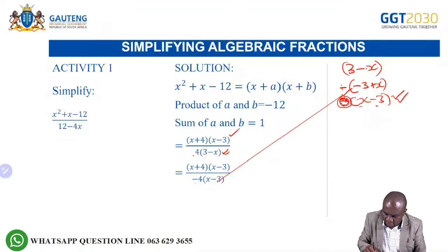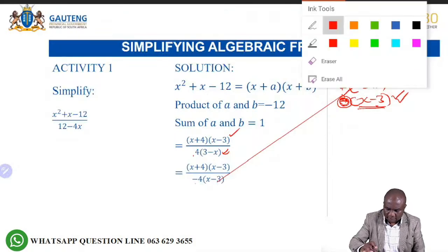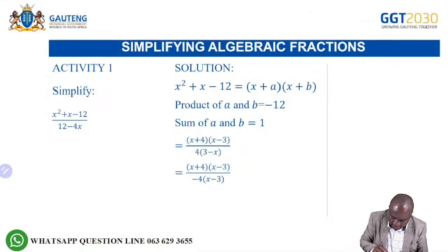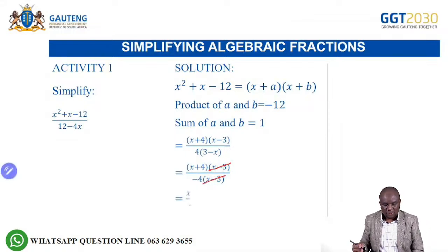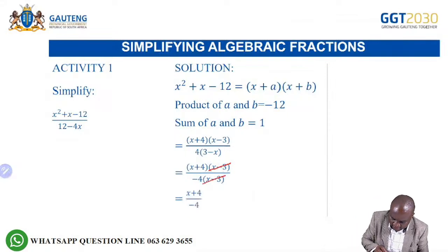You see that? Now it's x minus 3 inside the bracket instead of 3 minus x. Okay? Right. So we have our bracket there. And then now we can say x minus 3 divided by x minus 3. What do we get? We get x plus 4 divided by negative 4. Or you can even write it like this. Negative x plus 4 over 4. Still 5.